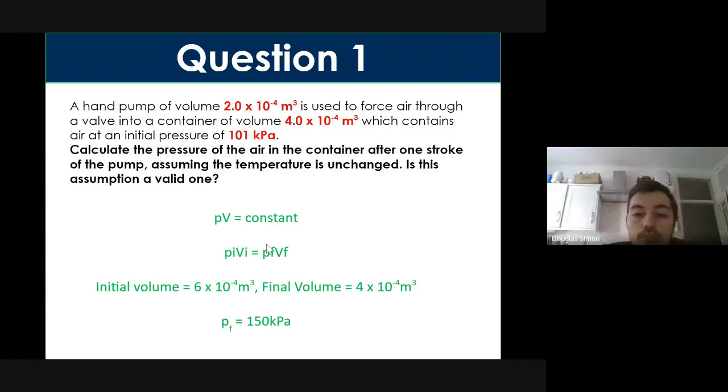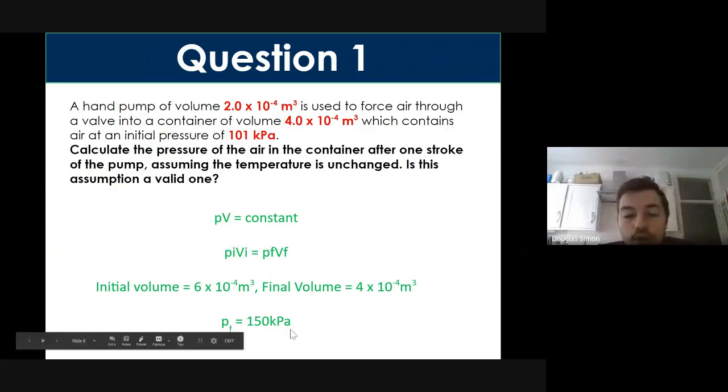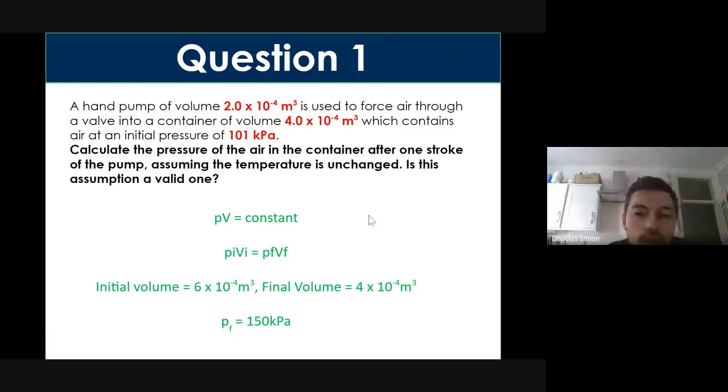The final pressure is what we're trying to work out. And the final volume, well, this pump here has been compressed in order to force the air into this volume. So the final volume is 4 times 10 to the minus 4 meters cubed. So now it's just a case of plugging all those numbers into the equation, and you should end up with 150 kilopascals.